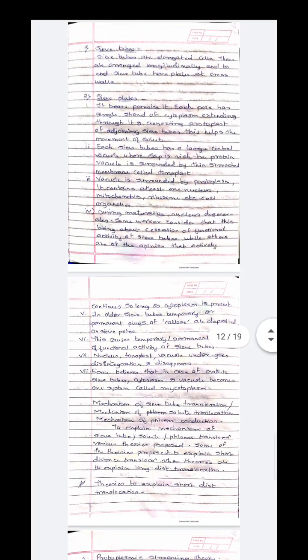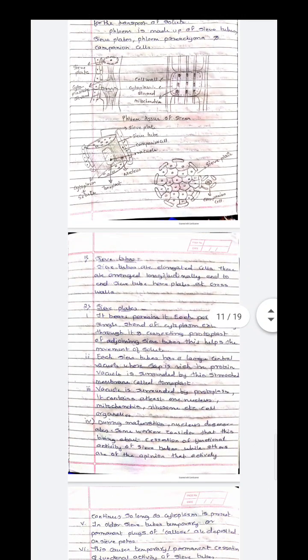So for today's lecture you have to remember that translocation of solutes takes place through the phloem, and in the phloem there are different parts: sieve tubes, sieve plates, then phloem parenchyma and companion cells. In that, I have to explain about the sieve tubes and sieve plates.